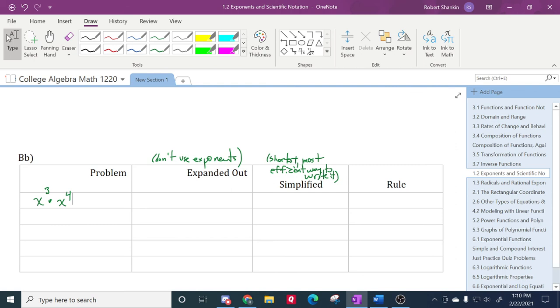Okay, group 2. What do you have for expanded out? It's Lizzie. Hi, Lizzie. We had x times x times x times x times x times x times x. Sounds like you had 7 x's. Yes. Okay, and I'll put that one dot right there to show that that dot stayed the same. Okay, what do you have for simplified? We had x to the 7th.